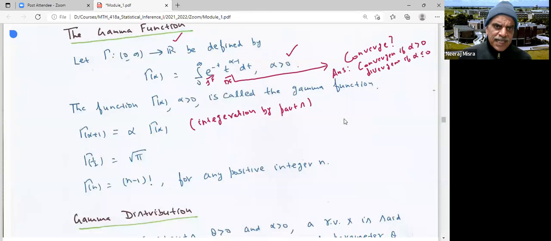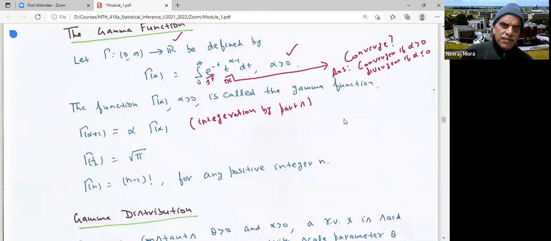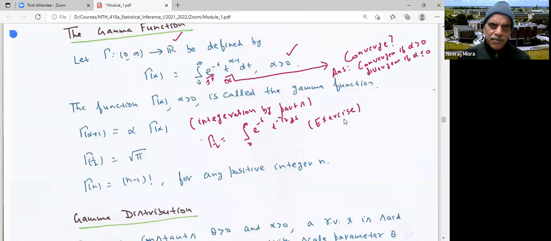One can easily prove that gamma of half is the same as root pi. In fact, gamma of half is nothing but the integral from 0 to infinity of e to the power minus t, t to the power minus half, dt. So this is the same as root pi. I can give this as an exercise. This is a standard exercise. You can easily prove it.